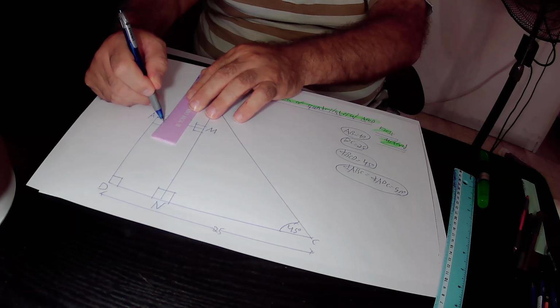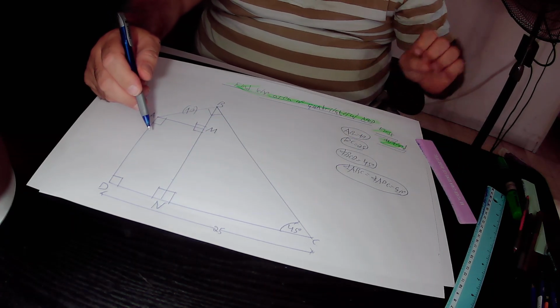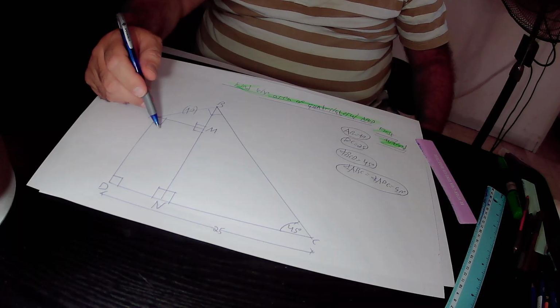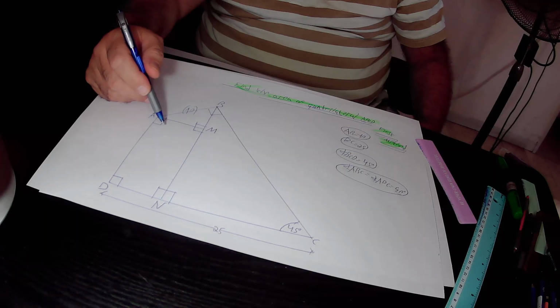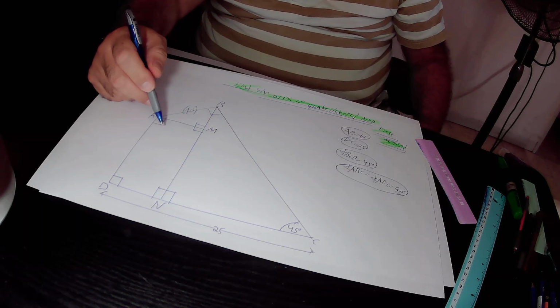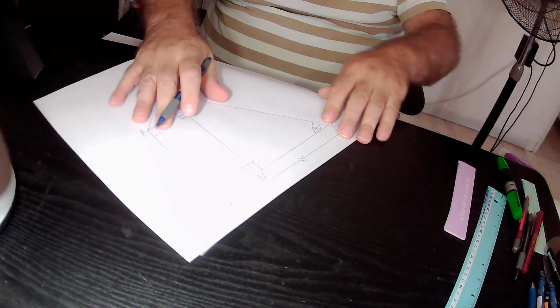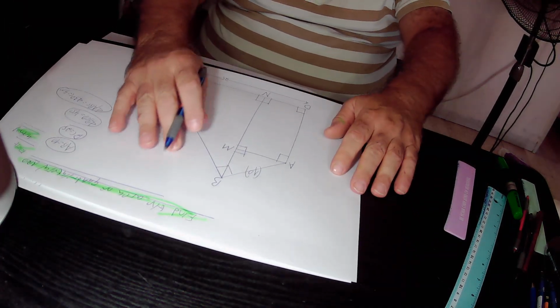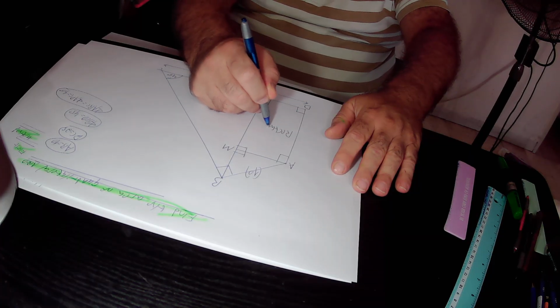So inside quadrilateral AMDN, we have 4 right angles, therefore according to rule 5, any quadrilateral that has 4 right angles must be a rectangle or a square. So we write: quadrilateral AMDN is a rectangle according to rule 5 because it has 4 right angles.